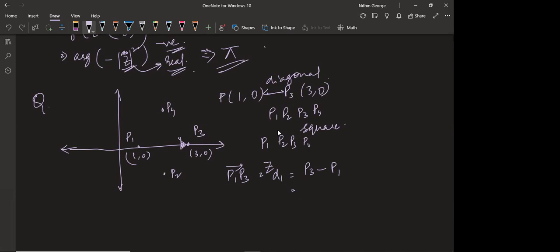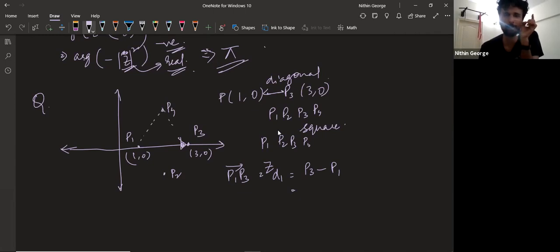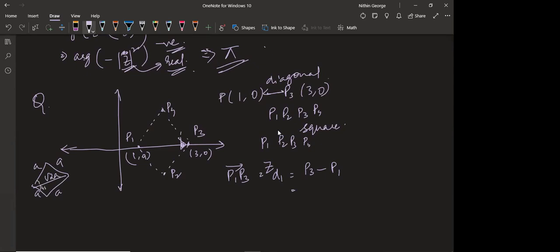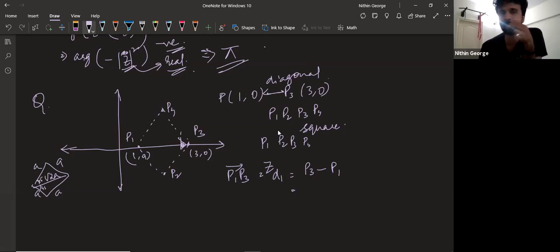Now, you know that you're forming a square. So I'm going to teach you how to find P2 and P4. Now, P3 minus P1 has length D. If a square has side length A, what is the diagonal's length? Root 2 A, right? This angle will be 45 degrees, this angle will be 45 degrees because the whole thing is 90 degrees, right? So you get triangles like this: root 2 A, A, 45, 45, and 90.